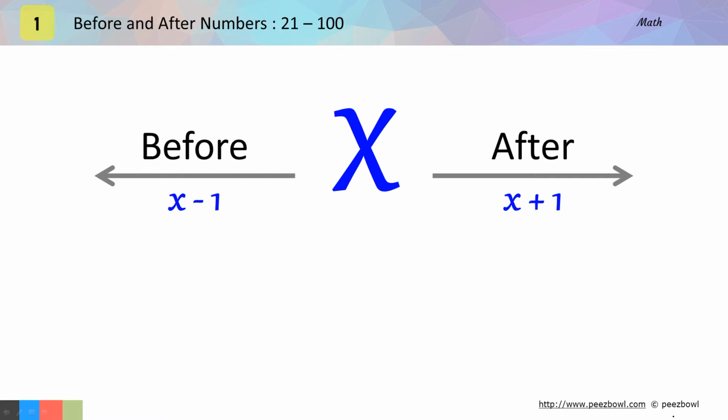Let us replace x with a number. Let us say we have number 57. Okay, we will find numbers before and after 57. You can see here, to find a number before any given number, we subtract 1 from it. So, in order to find the number before 57, I will subtract 1 from it. You know subtraction very well.